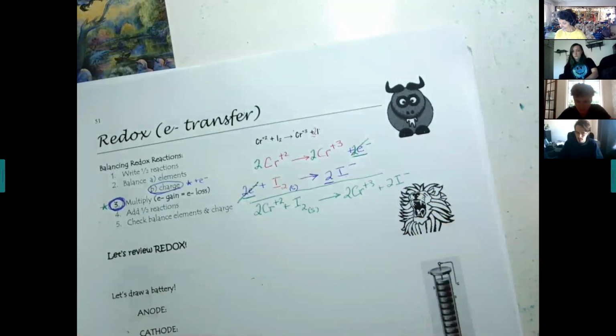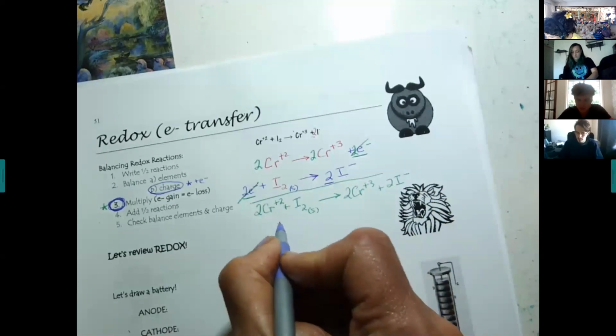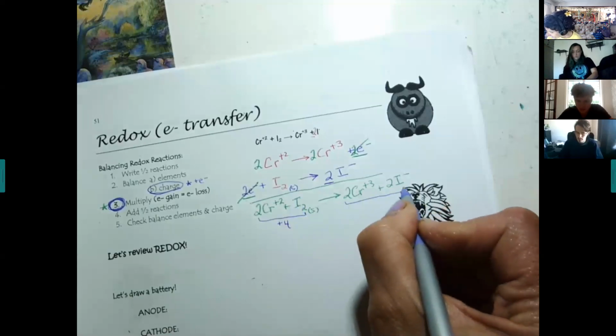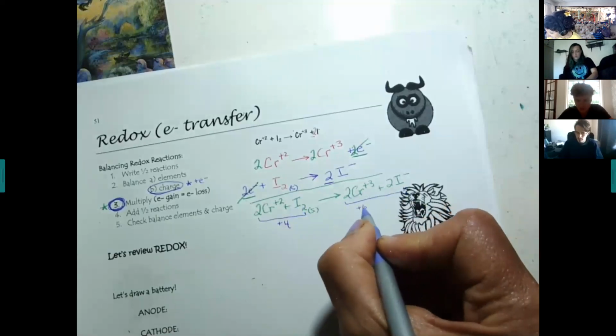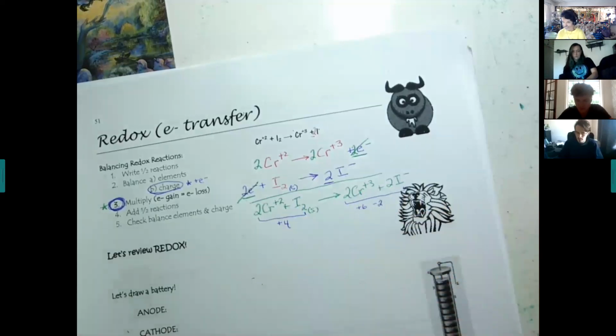You can always check to see that you're balanced. We have 2 chromiums and 2 iodines on each side, but the real check is that the charge is the same on both sides. So we have 2 times +2, so +4 on this side because the I2 is neutral. Over here, we have 2 times +3, which is +6, and then 2 times -1 is -2. So +6, -2, you can count it on your fingers. You end up with +4 on both sides.